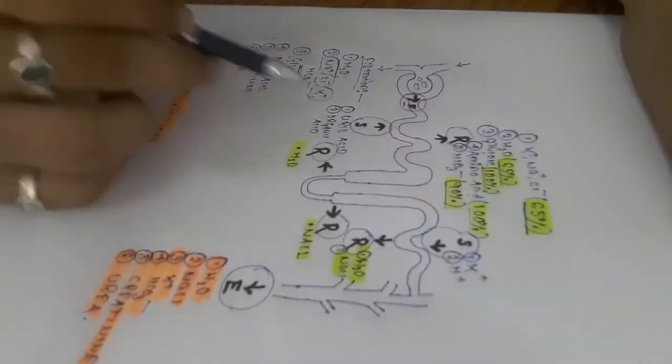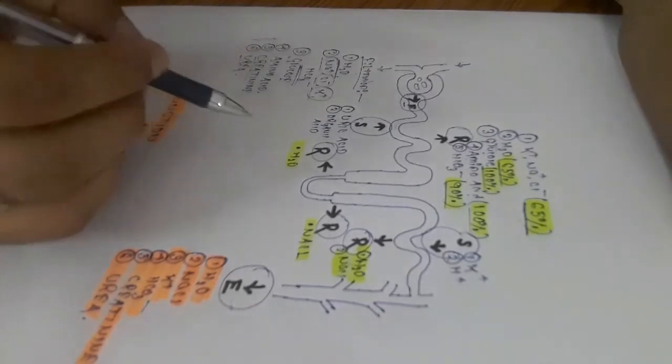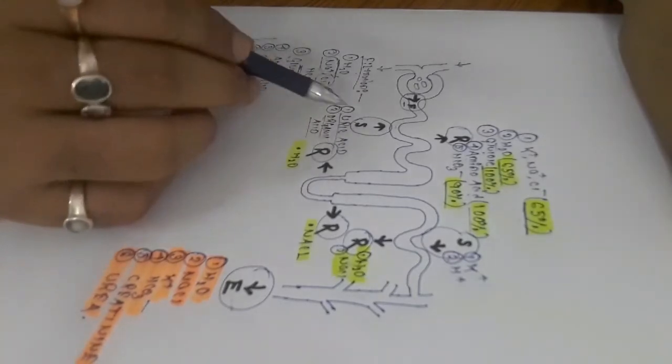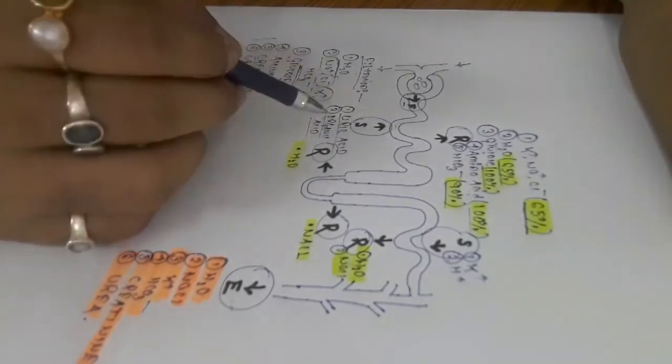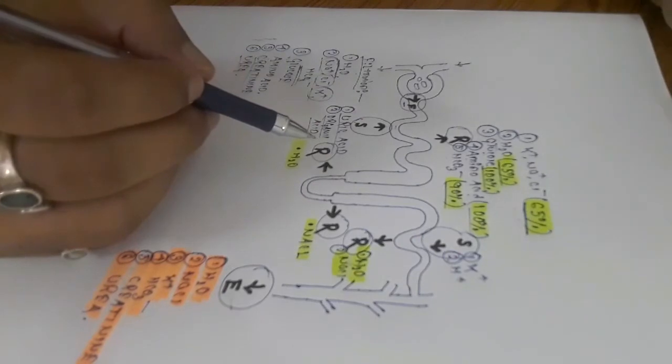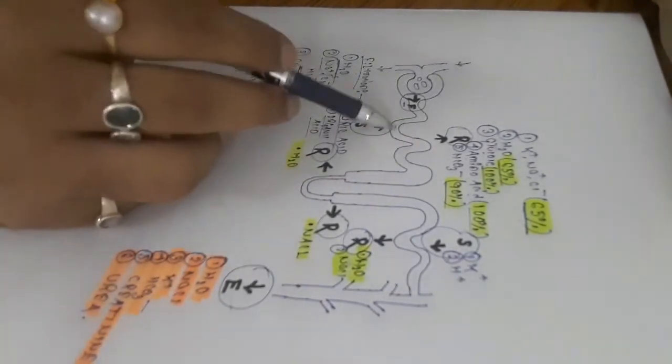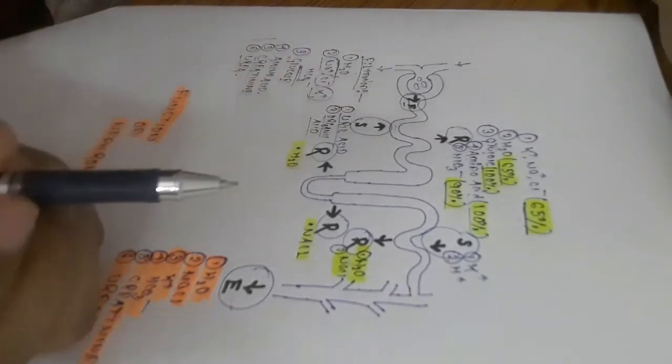Now what are the things that are secreted in the proximal convoluted tubule? This is uric acid and organic acid. These two substances are secreted, because they are not that important for our body, so we need to excrete these things out. So they are secreted from the blood into the proximal convoluted tubule.